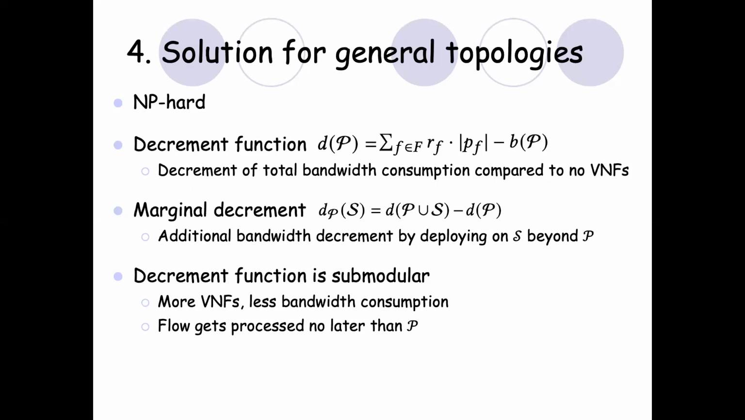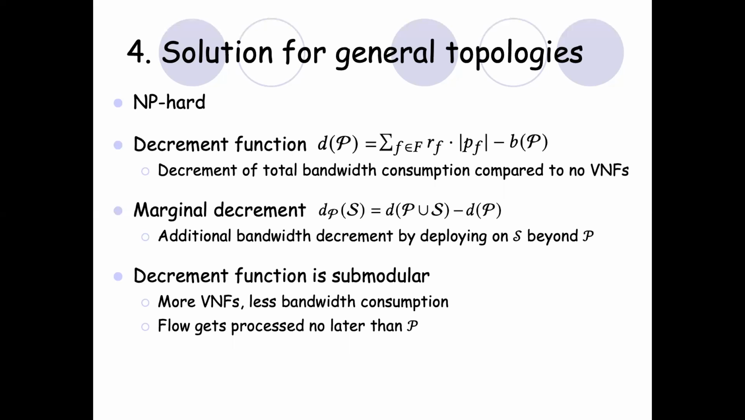The decrement function indicates the decrement of the total bandwidth consumption by a deployment plan P. And the marginal decrement function indicates the additional bandwidth decrement of processing flows by deploying middleboxes on a new subset S of vertices beyond the current deployment plan P.